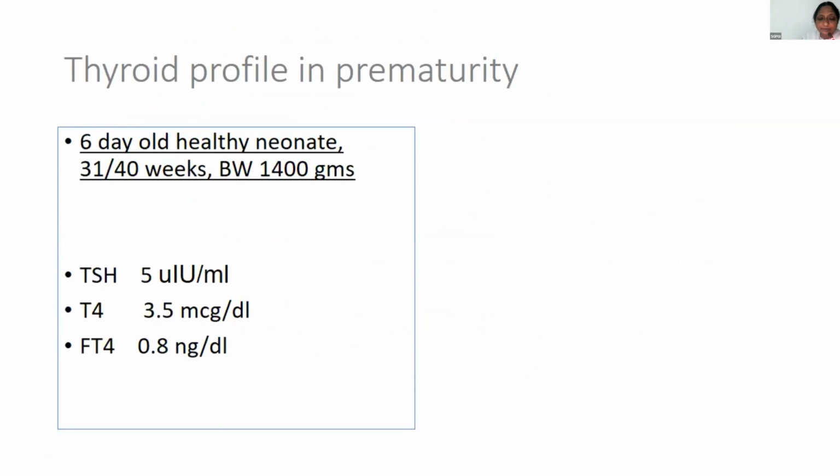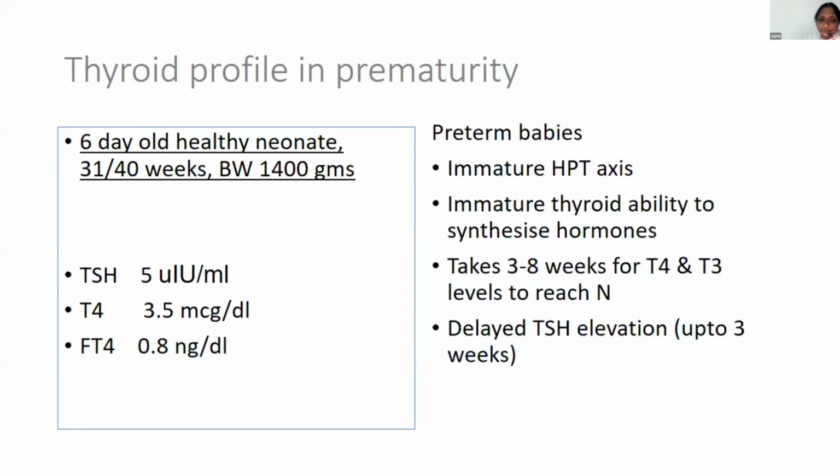You got a call from the neonatologists about a 31-weeker with a birth weight of 1,400 grams. As you can see here, low T4 and free T4 with inappropriately low, very low TSH level. This is attributable to prematurity because these children have an immature HPT axis, along with immature ability of the thyroid gland to synthesize the hormones. So commencing levothyroxine in this case will not be advisable.